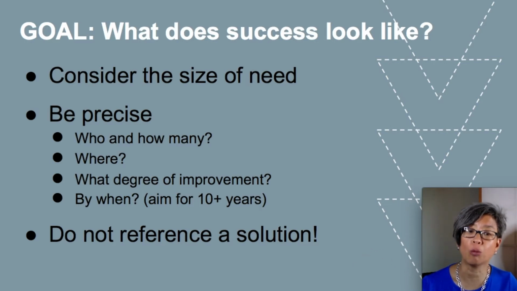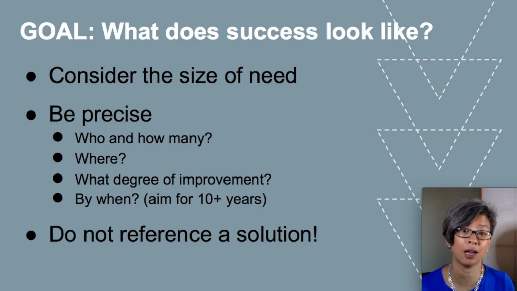When setting your goal, be precise. Think about who you're aiming to target and how many of them. What geographic area are you focused on? And consider what degree of improvement you're trying to make. Are you trying to improve things by 10% or by 10 times? That'll have big implications for the degree of risk you want to take and how you know when you have a solution that's good enough.